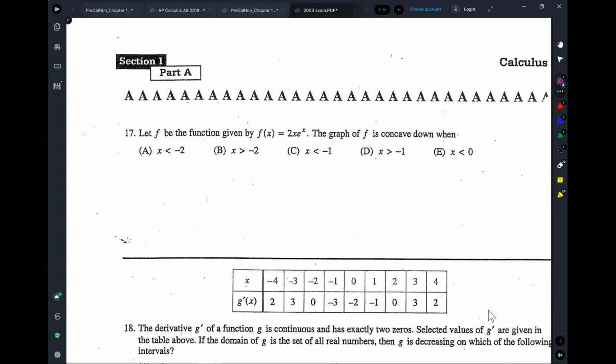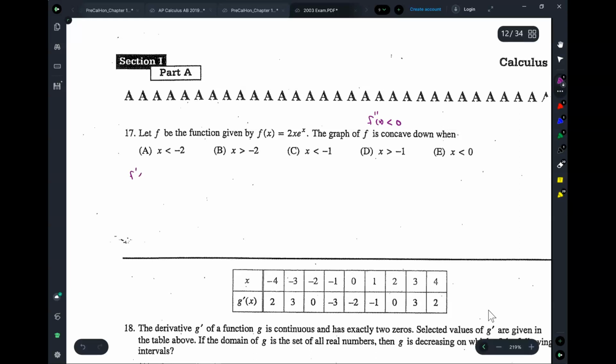Okay, let f be this function. The graph of f is concave down when what happens? So concave down is when f double prime of x is less than 0, right? So we need to find f double prime of x. So for these questions, always ask yourself, okay, what am I being asked? What does that mean? It's like a database, concave down. Okay, f double prime less than 0.